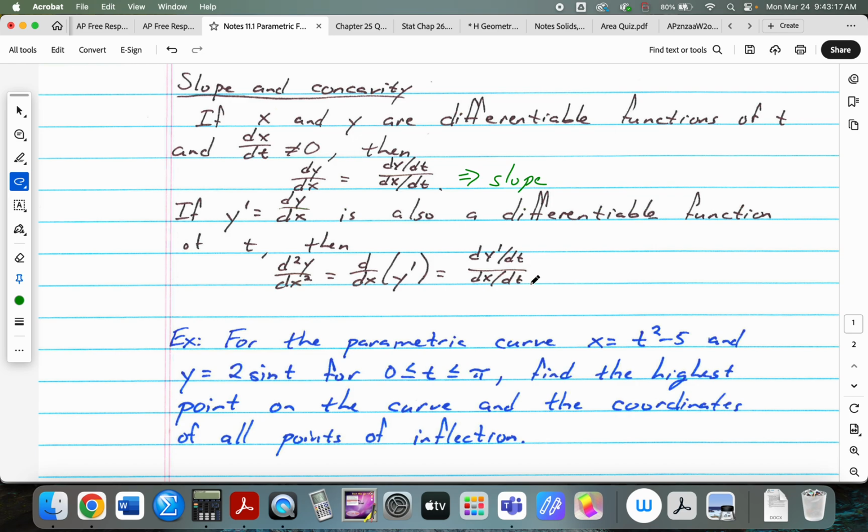Occasionally students get really mixed up on that, and they believe that you need to take the derivative of y again, and you need to take the derivative of x again. But you don't need to take the derivative of x again. What you're going to do is take the derivative of y prime. So you've already put these together. When you find this part, you've already done dy/dt over dx/dt.